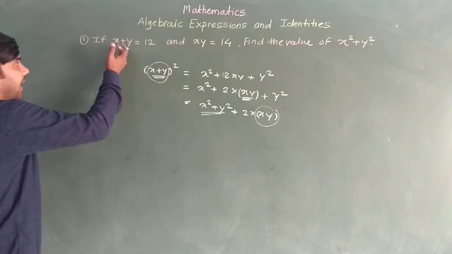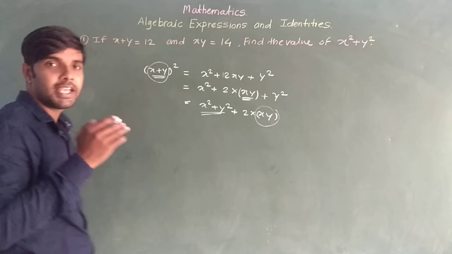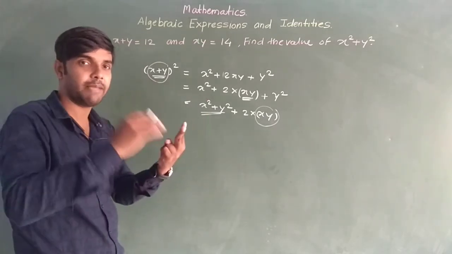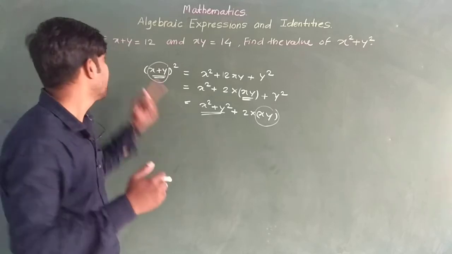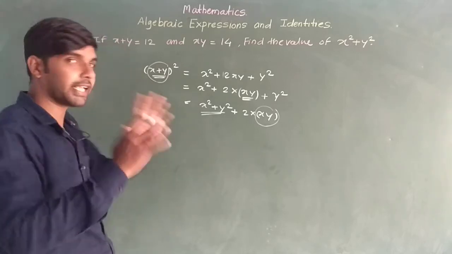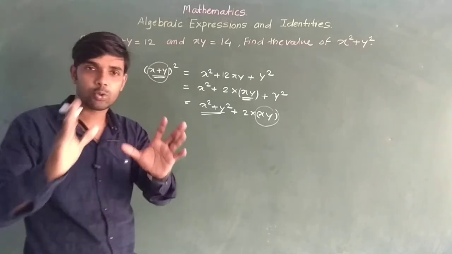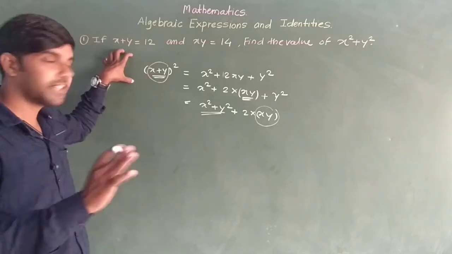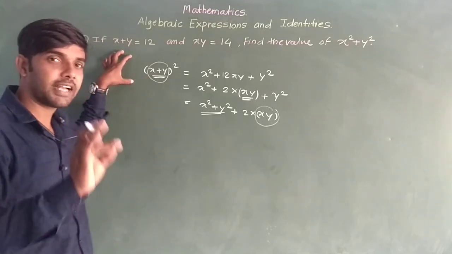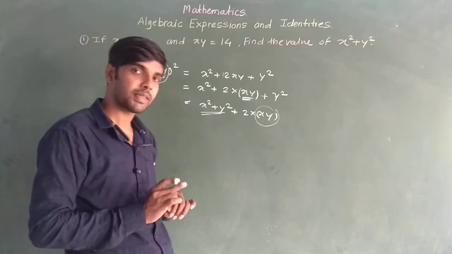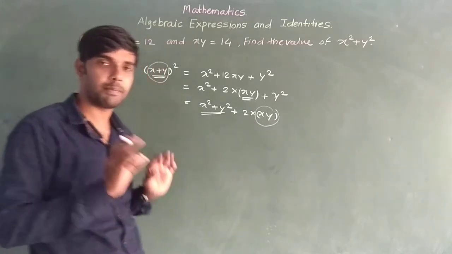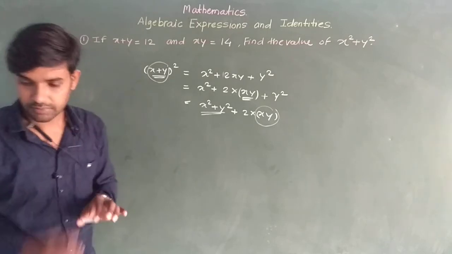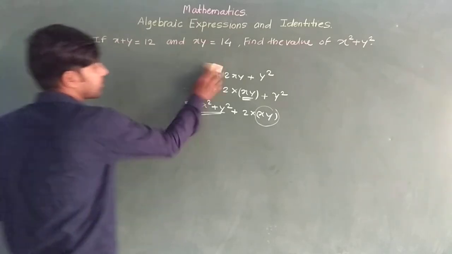If here they had given x minus y, then which identity would we use? Identity number second, that is (a minus b) whole square. But in this question they have given x plus y, the sum of the two terms. That's why we are using identity number first, that is (a plus b) whole square is equal to a square plus 2ab plus b square. Got it? So we write the solution now.